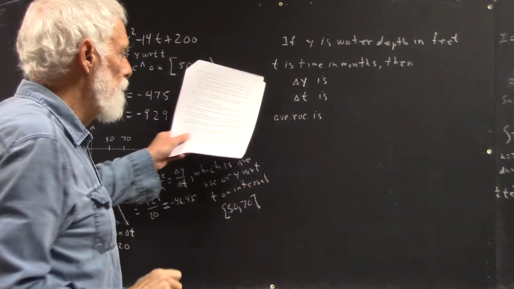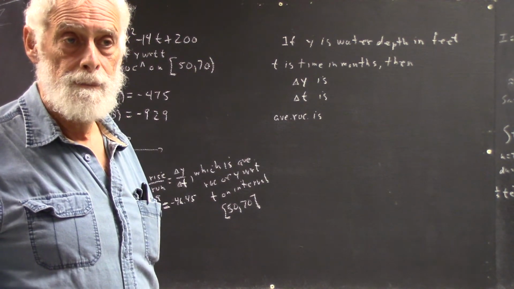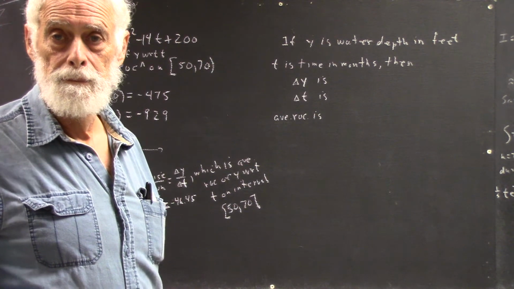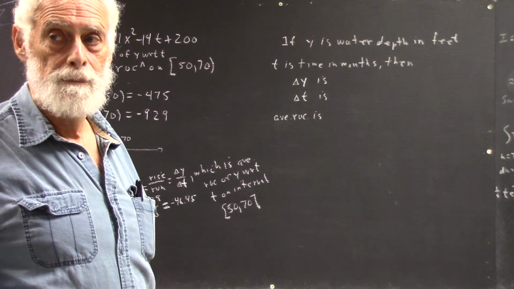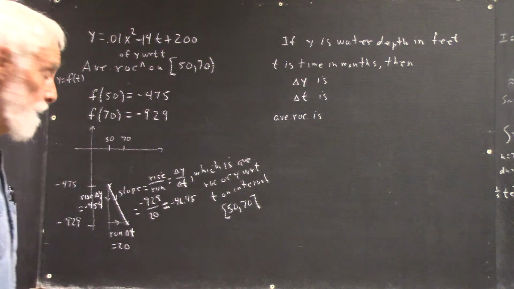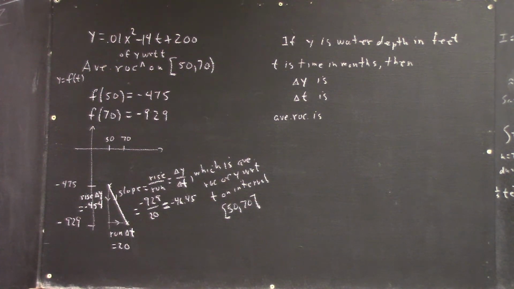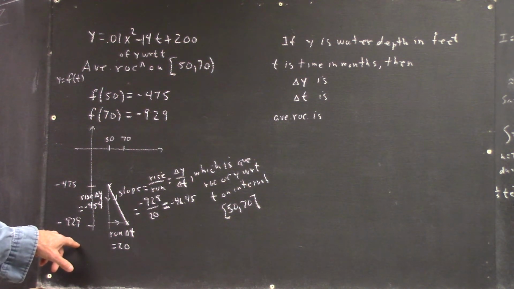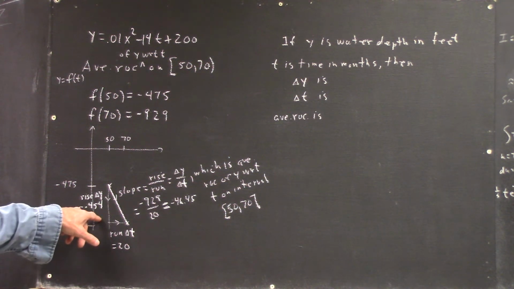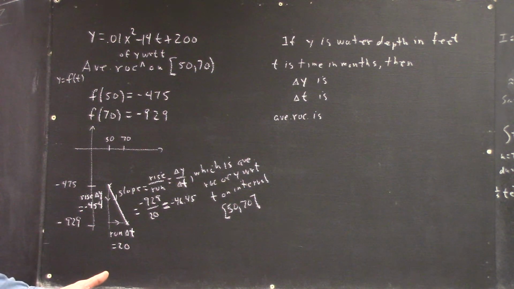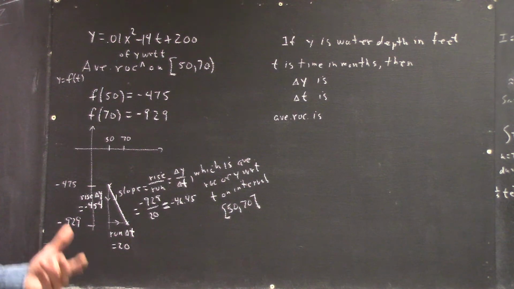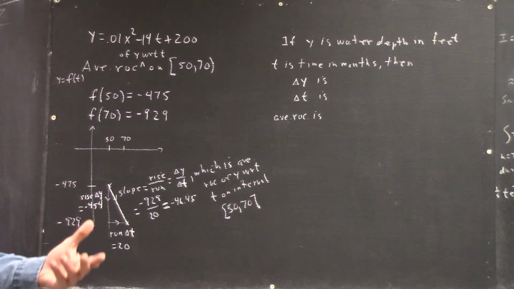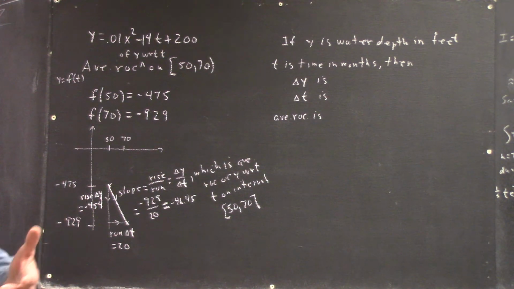And what specifically is delta y? How did I get delta y? By subtracting what it ended at versus where you started. So I subtracted this depth from this one, right? That's what you said. There's my delta y. What would you call that? The change in water depth.